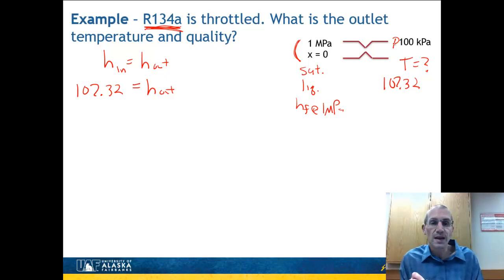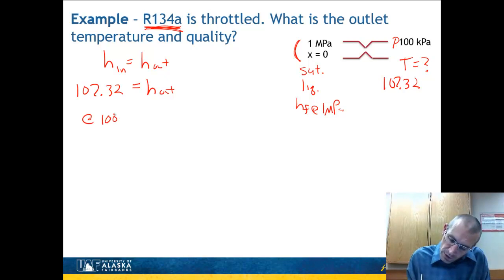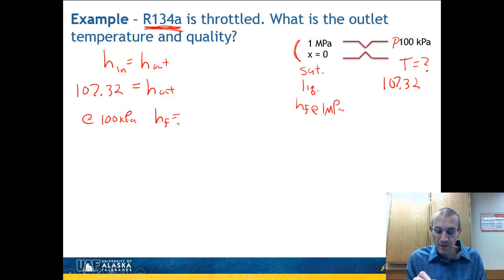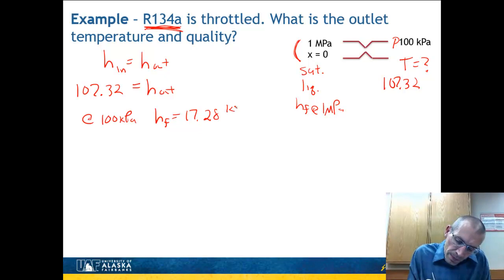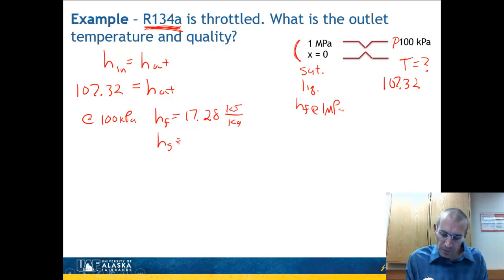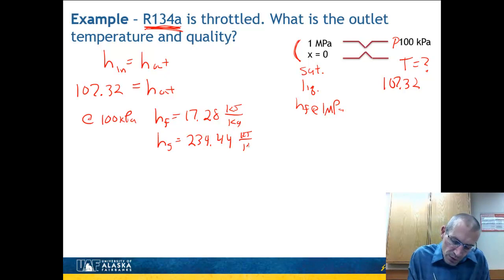So, well, here's where the key of the throttling valve comes in. I'm at 100 kilopascals, and if I look up my values of H sub F at 100 kPa, it is 17.28 kilojoules per kilogram. And if I look at H sub G at that same pressure, that is 234.44 kilojoules per kilogram. In fact, I got the table in the next slide.